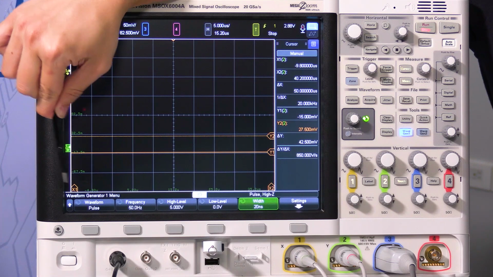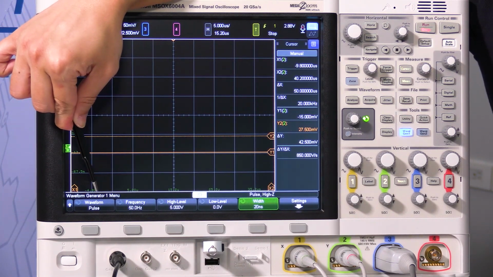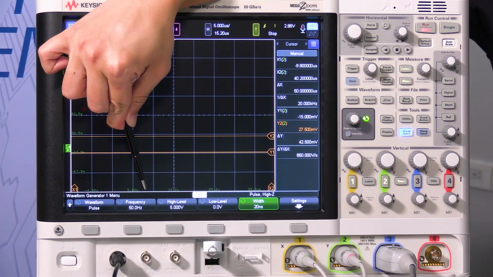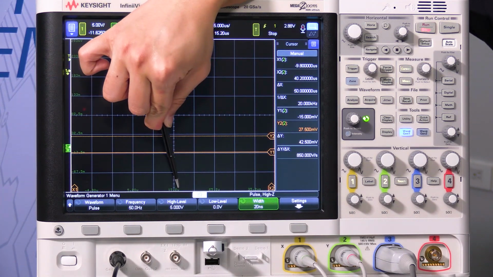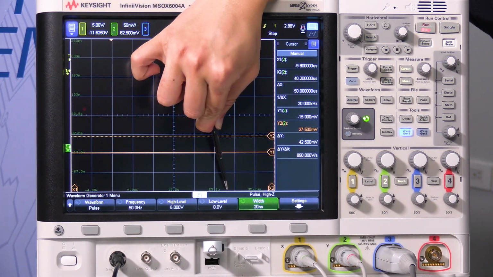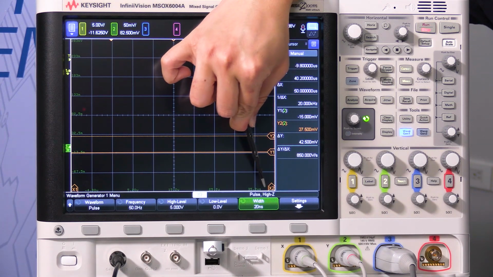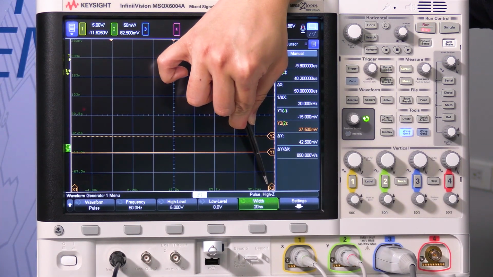So our waveform generator is set up to be a pulse. Our frequency is at 50 hertz. Our high level is at 5 volts. Our low level is at 0 volts. And our pulse width is set to the smallest width possible because we don't want the width too large.